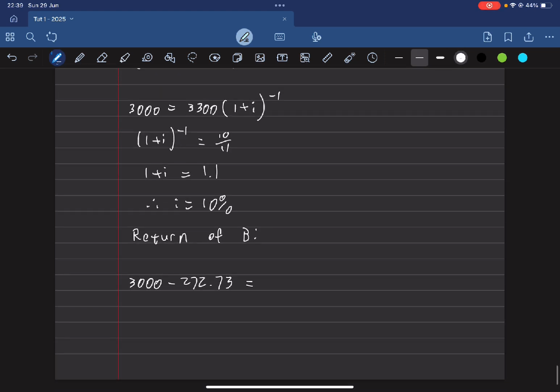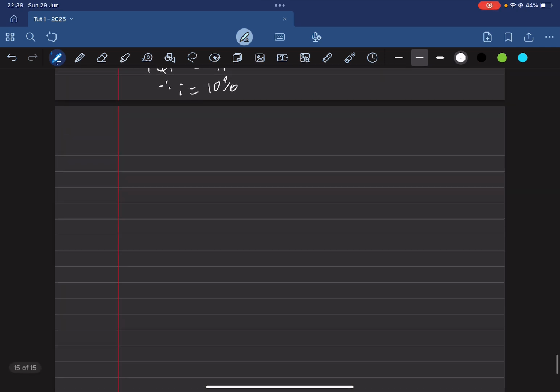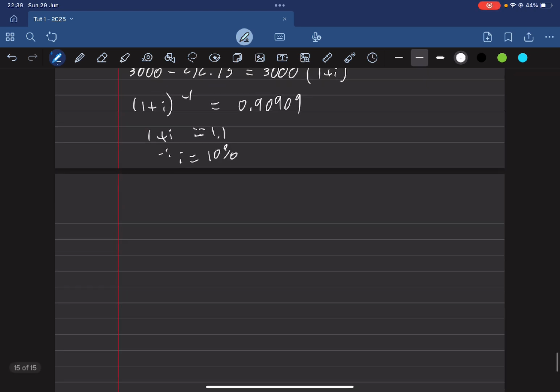So it'll be equal to 3,000, but present valued, 1 plus i to the -1. Let's see what interest rate is implied here. So we're going to get 1 plus i to the -1 is equal to 0.90909. If we flip both sides, we get 1 plus i is equal to 1.1. Therefore, i is equal to 10% again. So we can see that both offer the same return.